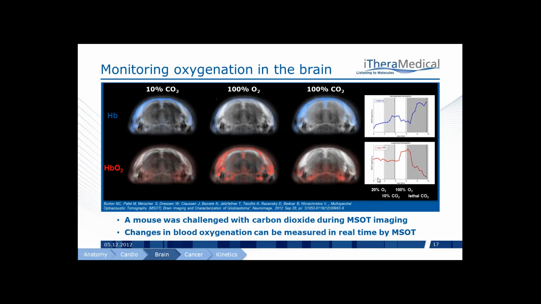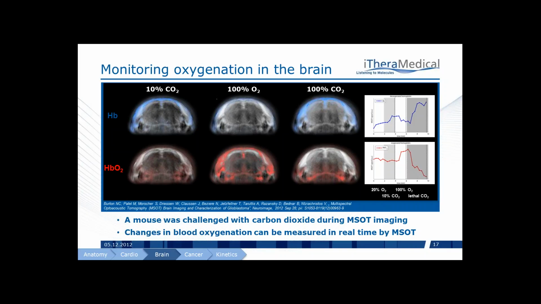this 12-minute experiment. In the first phase of this experiment, the animal received 20% oxygen, followed by, in the next phase, 10% carbon dioxide, after which we gave the animal 100% oxygen, and then finally gave the animal 100% carbon dioxide. And what we can see if we look at these quantified signals is that when the animal received 10% carbon dioxide, we see an increase in deoxygenated hemoglobin, and when the animal received 100% oxygen, this deoxygenated signal decreased, and we see a related increase in oxygenation at the 100% oxygen delivery point.